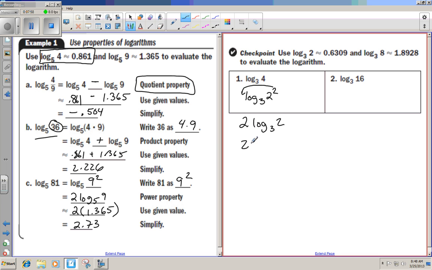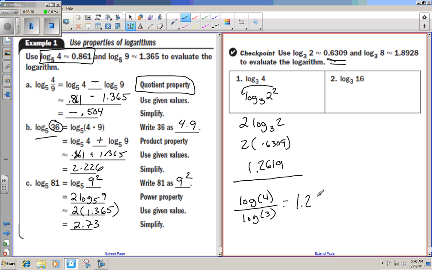We know that log base 3 of 2 is 0.6309, because it tells us up here. And when you multiply those together, 2 times that number gives you 1.2619. With the change of base formula, you would simply type log of 4 divided by log of 3, which also will give you 1.2619.